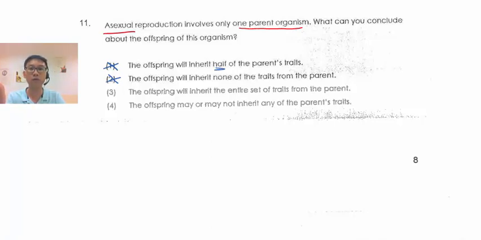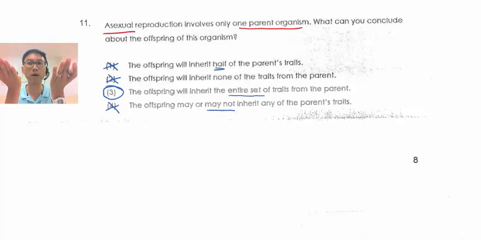Number 3, the offspring will inherit the entire set. That is true because I only have one parent, so I will take all the traits from that one parent. The offspring may or may not inherit any of the parent's traits. The words may or may not are wrong as well, because you definitely inherit traits. As humans we inherit from both our parents. It may not be half-half. It may be more from father, more from mother. It is all random.